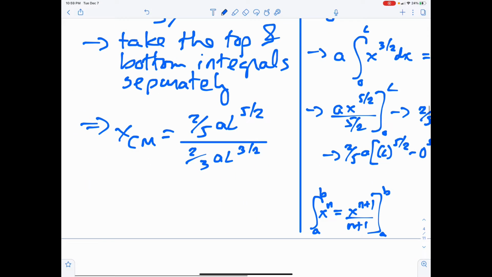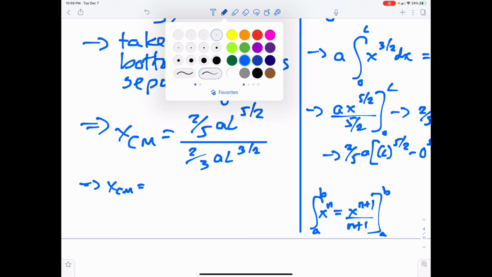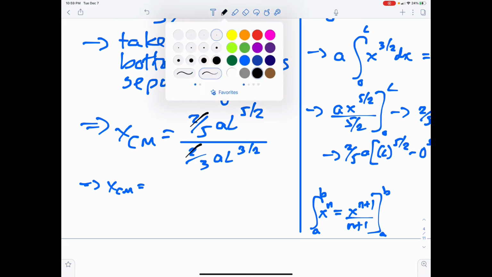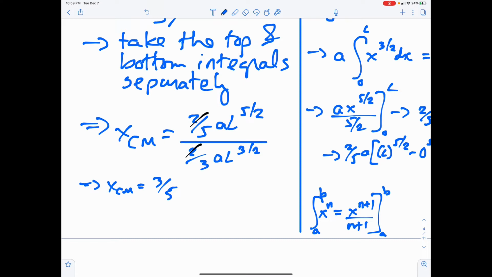Okay, so the position of the center of mass would be, well, first of all, that cancels, and when you divide a fraction by a fraction, you're left with 3/5. That cancels. And then when you subtract those two, 5/2 minus 3/2 is 2/2. 2/2 is the same as 1. So in other words, L to the first power, or just L. So the center of mass is located at 3/5 L, or 60% of the length of the rod.